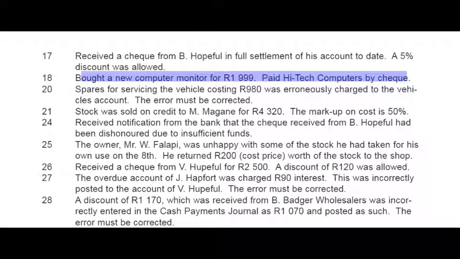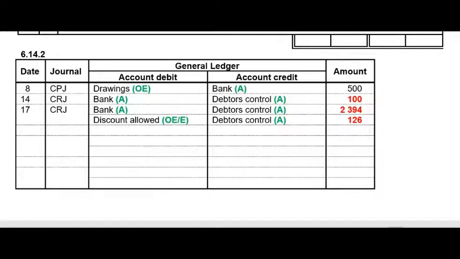The next transaction on the 18th said we bought a new computer monitor for 1,999 Rand, and we paid High-Tech Computers by check. Straightforward CPJ transaction, so it will go to that table. Okay, we will debit equipment and credit bank with 1,999 Rand.